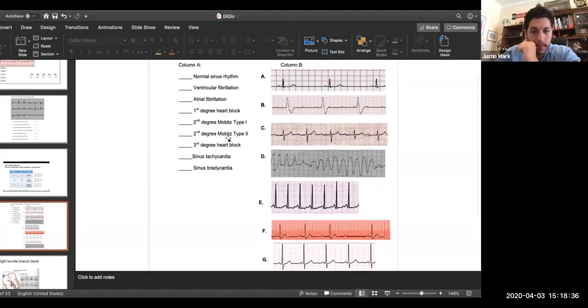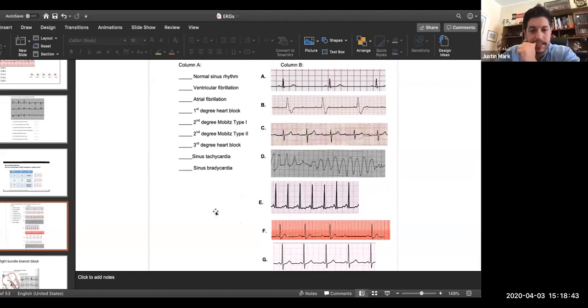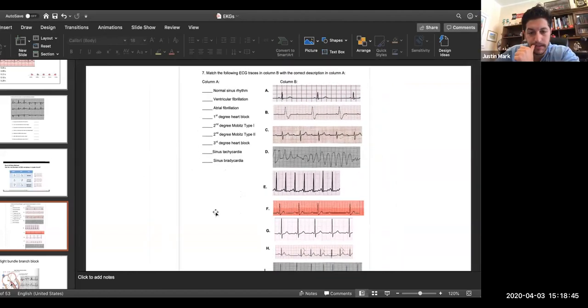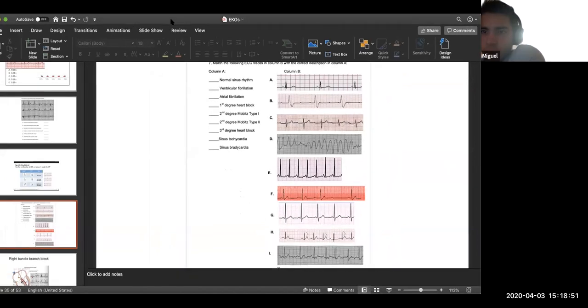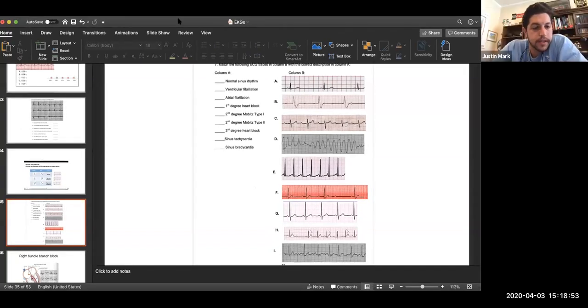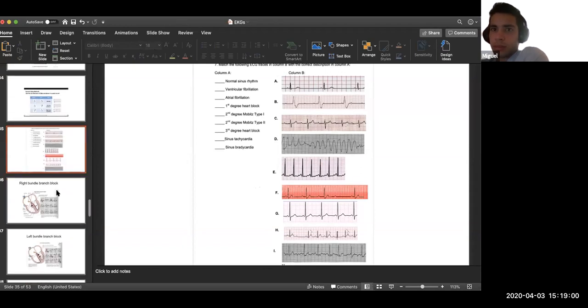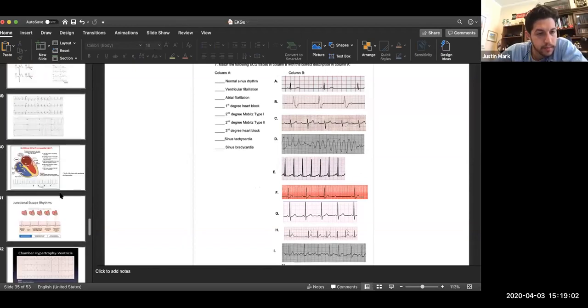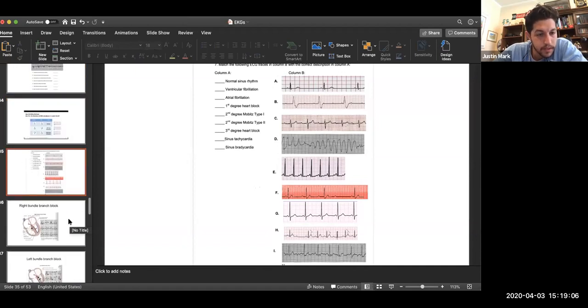Let's see. So we got Mobitz 2, third degree we said was B, right? B. Mm-hmm. And then sinus tachy and sinus brady, sinus tachy would be E and G. Good. The reason I threw this in here is because before we can start diagnosing all this crazy stuff, we have to know what normal looks like. Okay. Now we can start to talk about some of the pathology, if there are no questions.